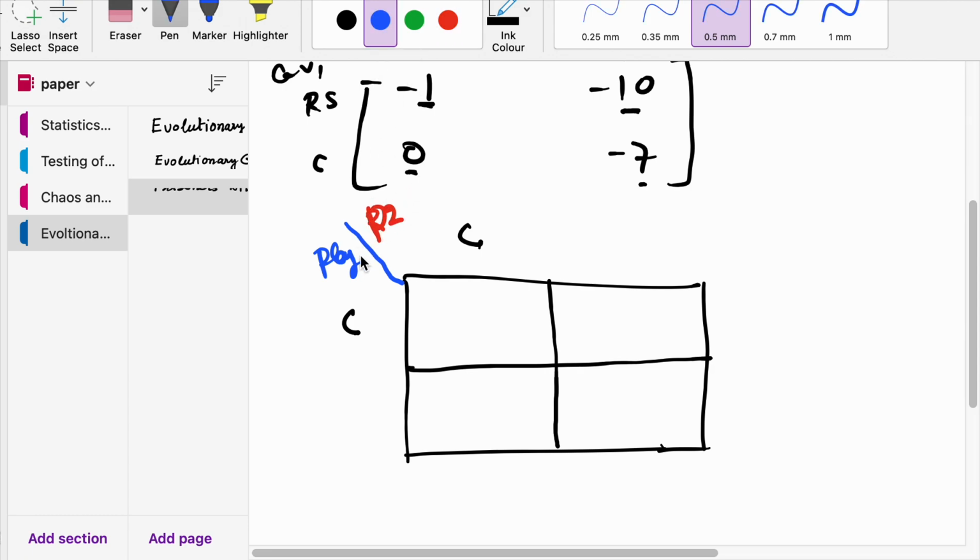Player two is player one. Now here, player one is getting 5 if both of them are cooperating. Now both of them are cooperating, so 5, 5.